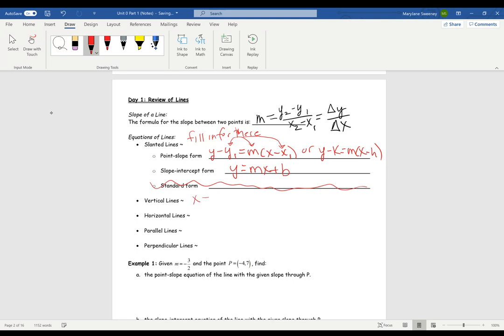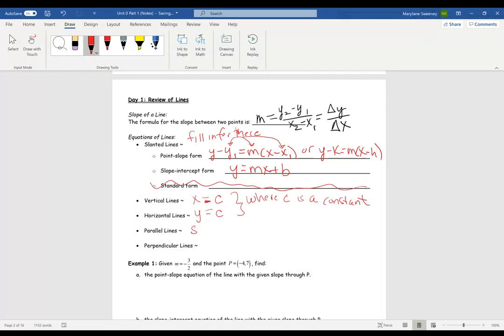Vertical lines: x equals c, where c is some constant. We'll put that in a minute. Horizontal: y equals c, where c is a constant.